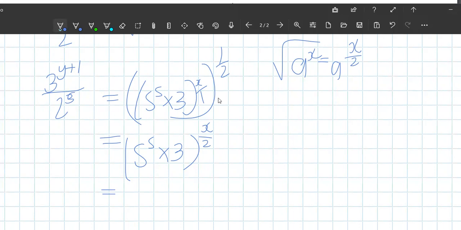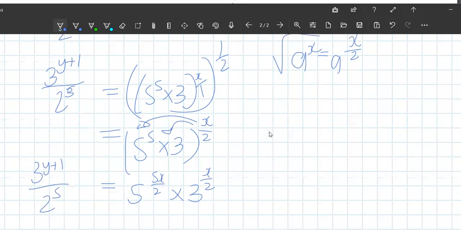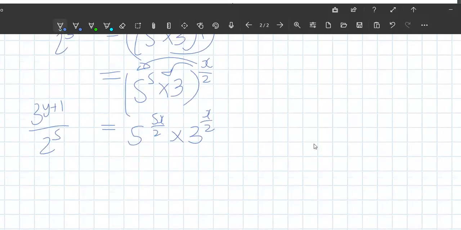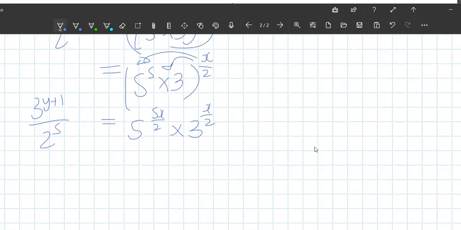Here we have, just to get rid of this, we times it into both. So 5 to the power of 5x over 2, and times by 3 to the power of x over 2. We'll bring down our left-hand side. It's looking good, but I don't see any, usually you'd have just a 3 or a 2 to work with. So let's bring this 2 to the power of 5 to the top. The exponent at the bottom is negative at the top because it's positive at the bottom. So 3 to the power of y plus 1, 2 to the power of minus 5.